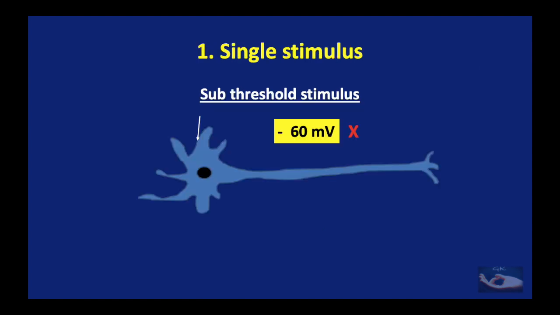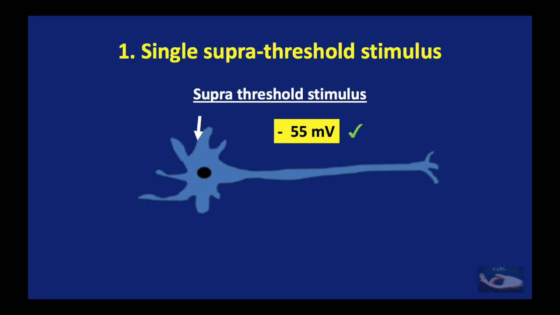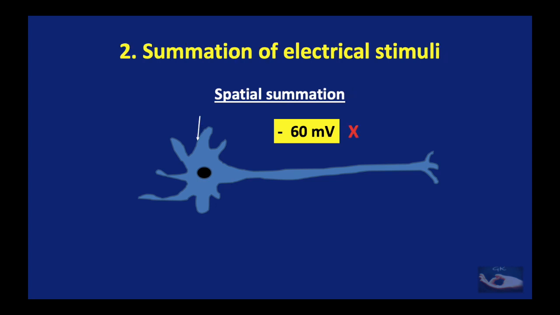We saw the example of a sub-threshold stimulus which reached an electrical gradient of minus 60 millivolts, so an action potential could not be initiated. However, if the single stimulus could be a supra-threshold stimulus, it could cause the threshold to be achieved. This will initiate the action potential. This single stimulus cannot reach the threshold, but multiple small stimuli at different points along the cell body can cause the threshold to be achieved.